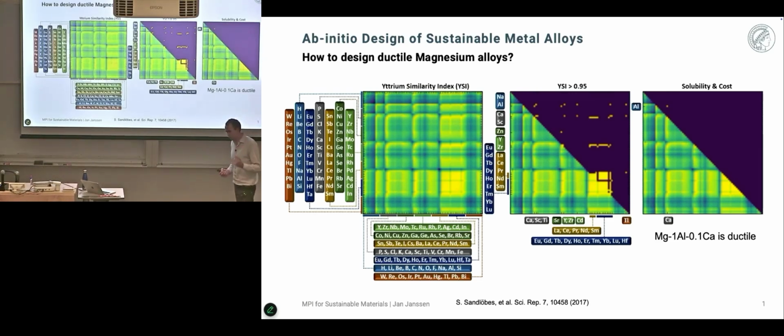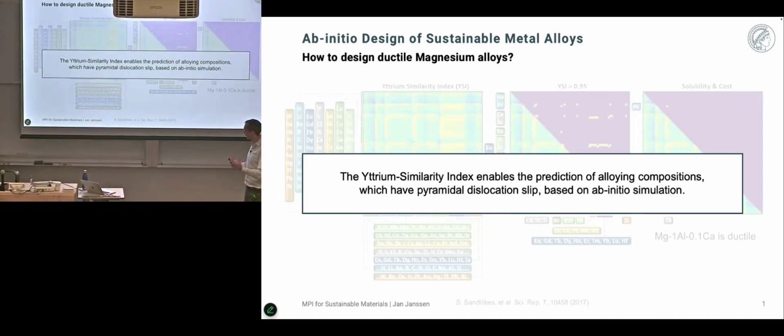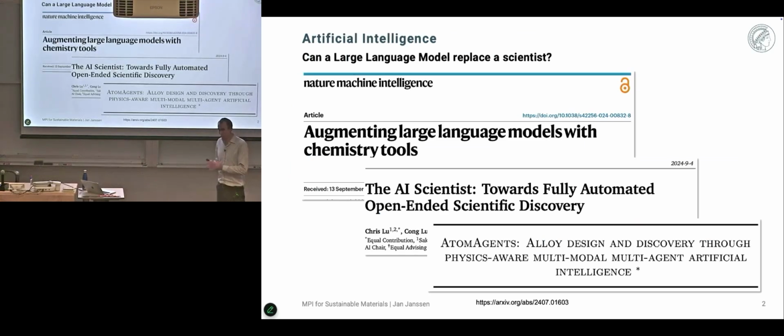These are the kind of element compositions that we're aiming to find. And obviously the motivation now comes: can a large language model also do a similar study and find these kind of compositions? With this index, we started from ab initio simulations and afterwards validated experimentally. Now if we look at the literature, there are currently a number of publications promising that it's now possible for a large language model to find this. So: augmenting large language models with chemistry tools, the AI Scientist, fully automated open-ended scientific discovery, AtomAgents, alloy design discoveries through physics-aware, multimodal, multi-agent artificial intelligence.